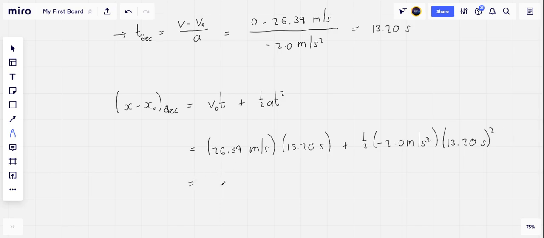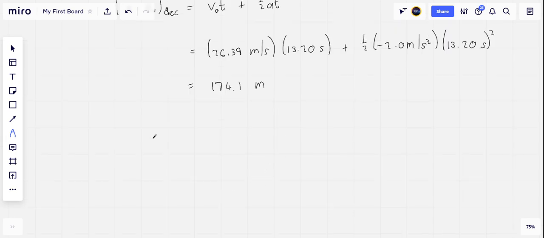So calculating, we get the displacement covered during deceleration to be 174.1 meters. So the total elapsed time t is equal to the time for acceleration plus the time for deceleration, or the total time for the acceleration and deceleration phases, and that's 23.99 plus 13.2, which gives us 37.19 seconds. We just add the two times calculated above.